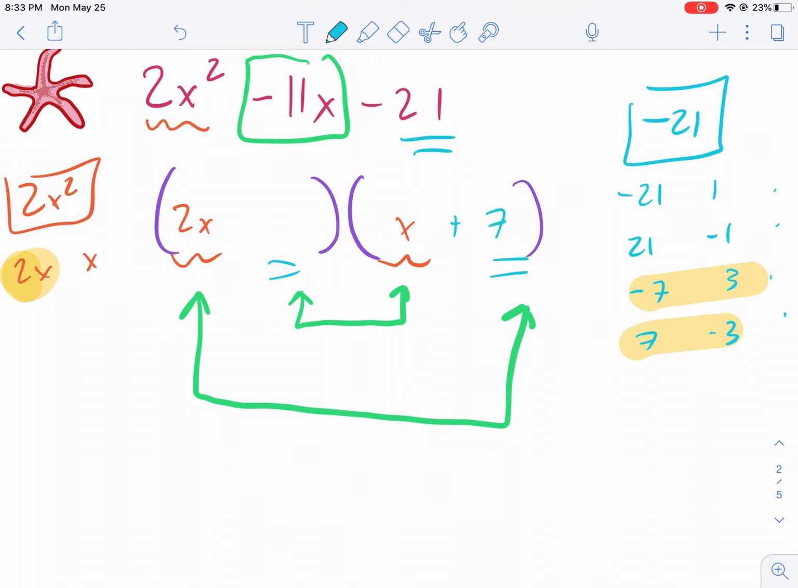So what happens if I try another wrong combination? What happens if I try positive 7, negative 3? Well, I multiply the 2x times the 7, I get positive 14x, and then I get negative 3x. That's wrong, because if I add these together, I get a positive 11x.